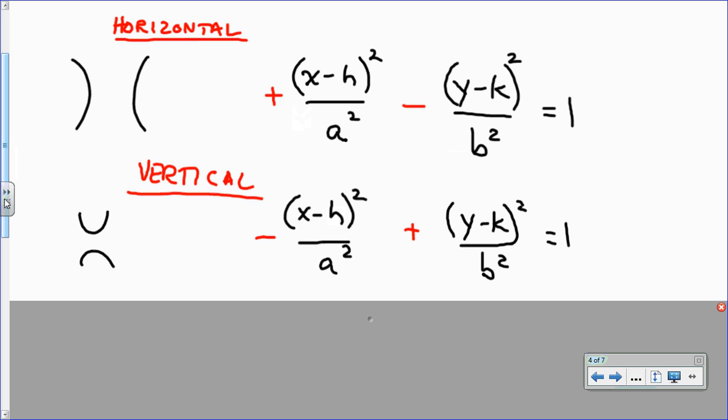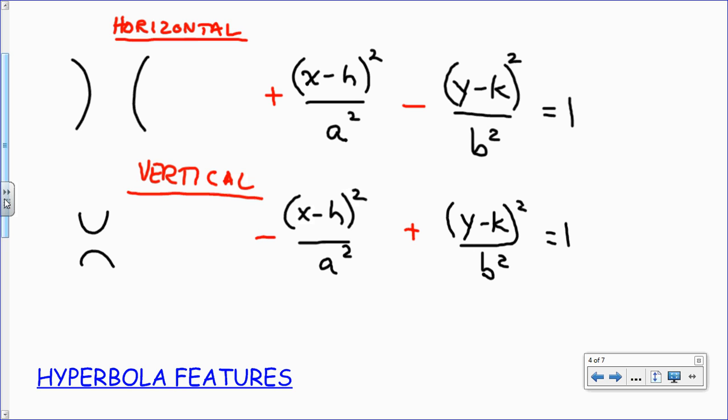So we're going to have this graph, and I will talk you through all of the parts. So there are quite a few parts with a hyperbola, but once we start graphing it, then it becomes a little bit easier.